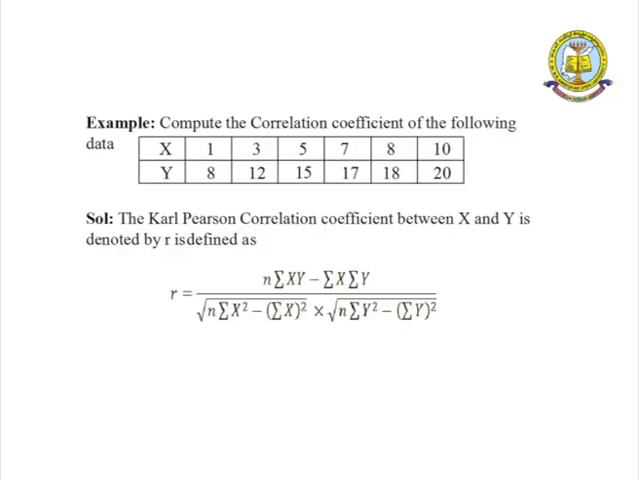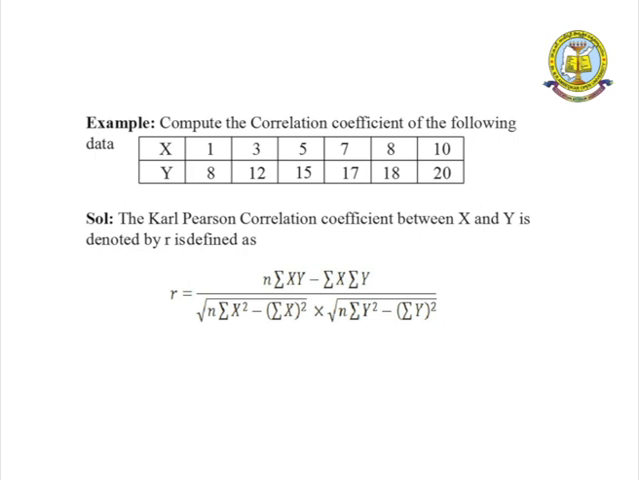One more example we are taking for computing the correlation coefficient of the following data sets. In this example, the x series values are 1, 3, 5, 7, 8, 10, while the y series values are 8, 12, 15, 17, 18, 20.